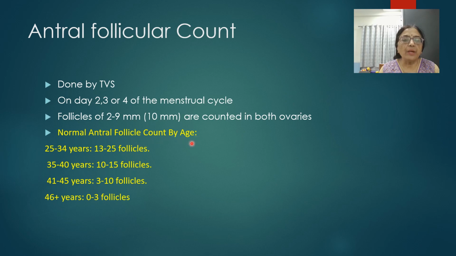Normal antral follicular count by age: less than 35 years, from 13 to 25 follicles should be seen. Up to 35 to 40, where most of the elderly women with infertility might be, a normal count is 10 to 15 follicles when counted in both the ovaries. And then it keeps on reducing to 3 to 10, and after 46 years it will be 0 to 3 follicles. So we should remember that 10 to 15 applies to elderly patients, whereas under 35 years it can be from 13 to 25.